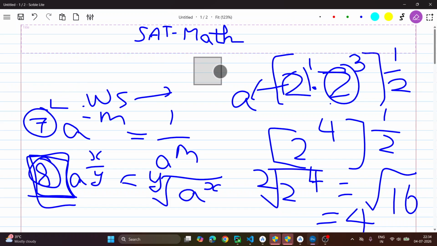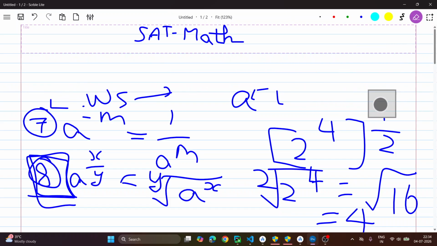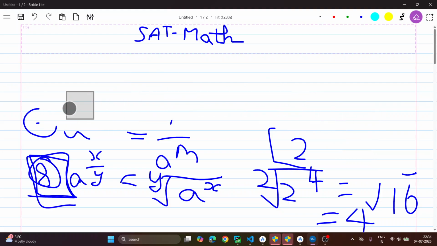So now I'll give you some methods to find square roots and those stuff, and power 5.